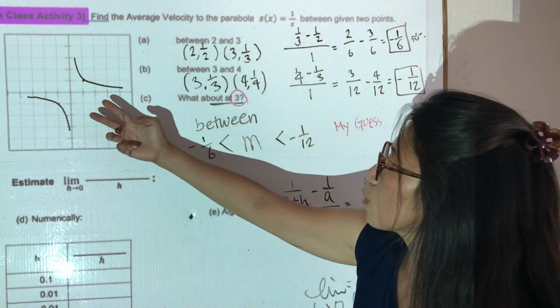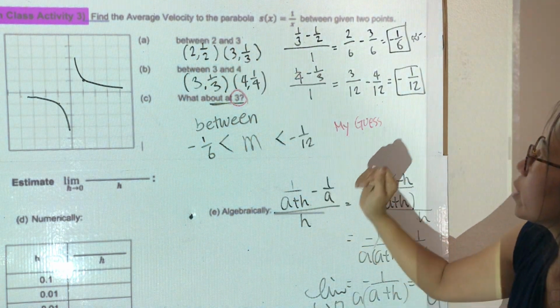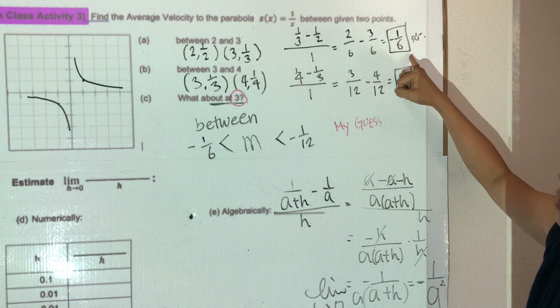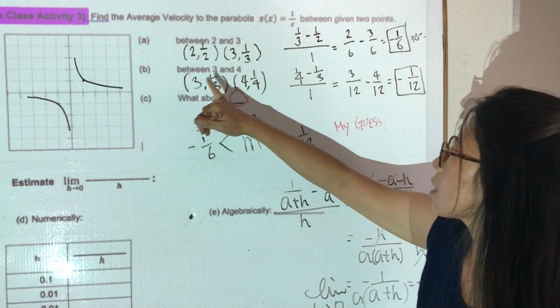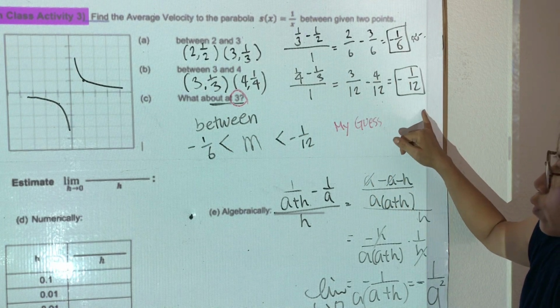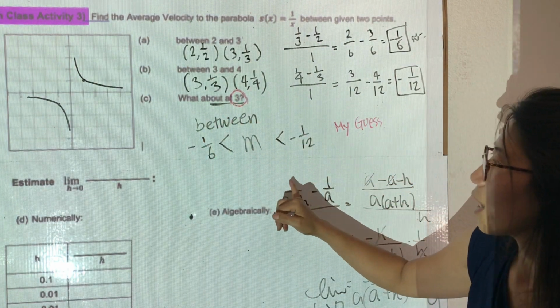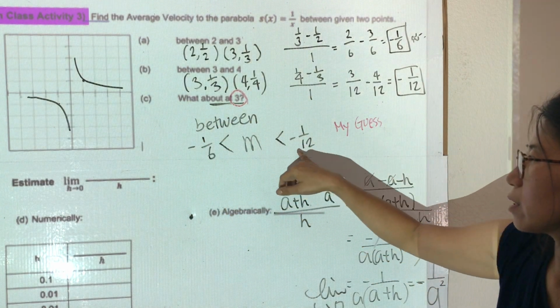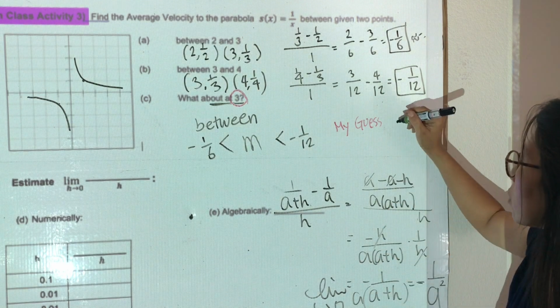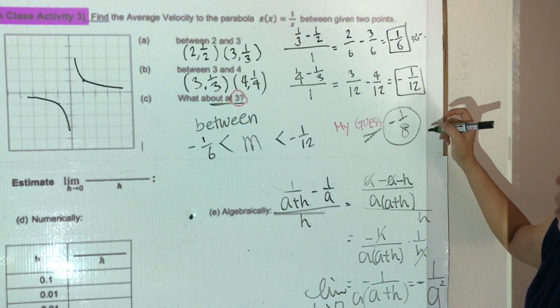So my graph looks this way, and you see that for A, from 2 to 3, my slope is negative 1 over 6. For B, using the slope formula, I got negative 1 over 12. So my guess at 3 will be lying between negative 1/6 and negative 1/12. So I will just guess negative 1 over 8, something like that. That's just my guess.